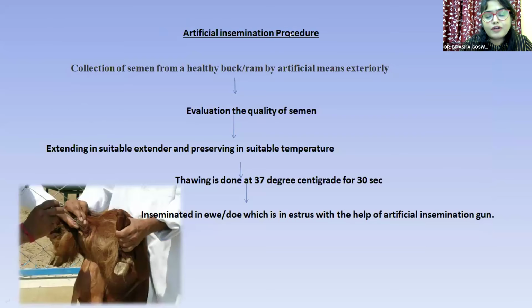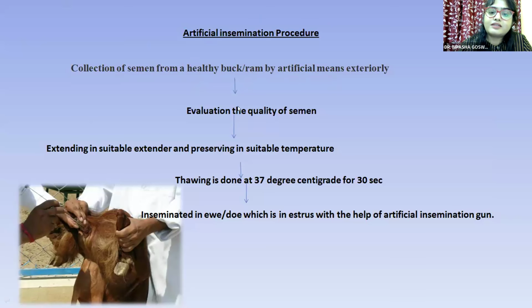I have given a small flow chart of artificial insemination, showing how the procedure happens. The first process is collection of semen from a healthy buck. The buck or ram must be healthy, and if it has any type of disease or its genetic background is very low, it should be discarded, because at first I told you that artificial insemination is a reproductive tool for genetic improvement. So the buck or ram should be healthy, and the semen collection should be done by artificial means externally.